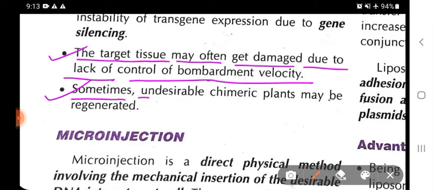Sometimes undesirable chimeric plants may be regenerated. That means the gene may not be fully expressed in the target plant cells, and thus chimeric plants can be achieved. That means the gene is expressed scatteredly, not in full. It is not expressed in all tissues or cells. So this was all about the biolistic method.